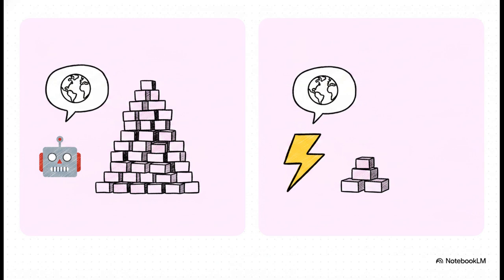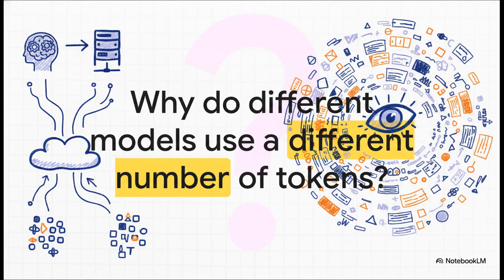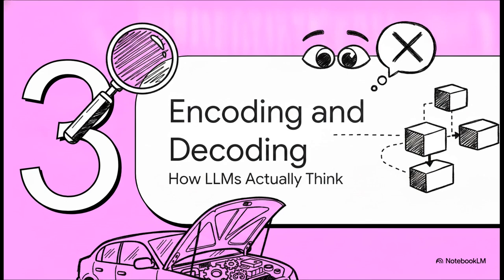No way, right? So why on earth does the exact same text sent to two different models result in a totally different number of tokens? I mean, if a token is just a standard piece of text, that shouldn't happen. So what exactly is the hidden relationship between the text we're typing on our keyboards and the tokens the model actually sees? To solve this, let's jump into part 3, encoding and decoding explained, or how LLMs actually think.